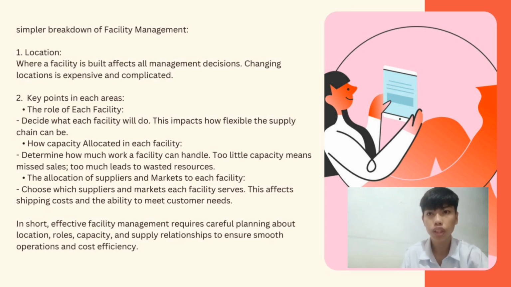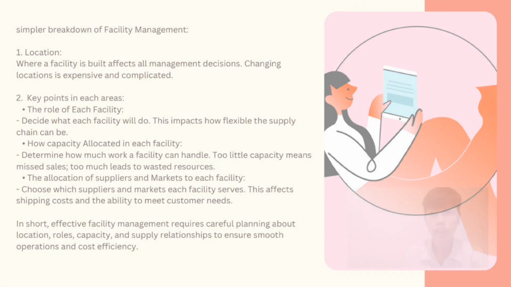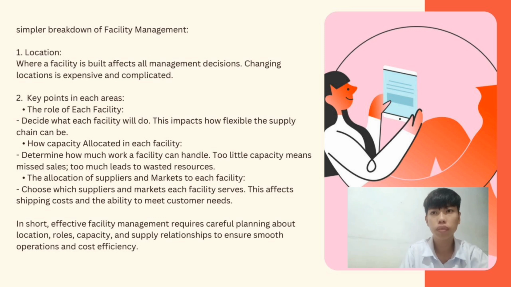The role of each facility. Decide what each facility will do. This impacts how flexible the supply chain can be. In facility management, each facility plays a role based on its purpose and function within the organization. Facilities may include buildings, equipment, infrastructure, and systems, all of which contribute to the overall efficiency, productivity, and safety of the organization. Below are key types of facilities and their roles in facility management.